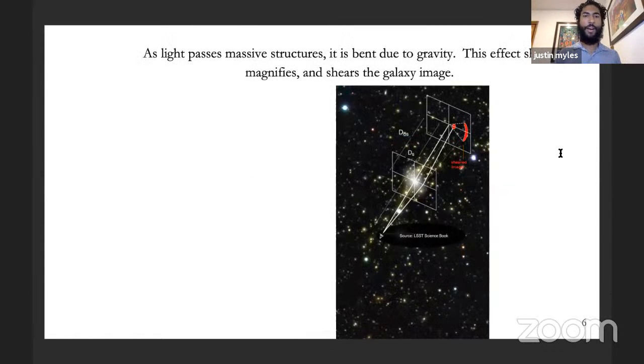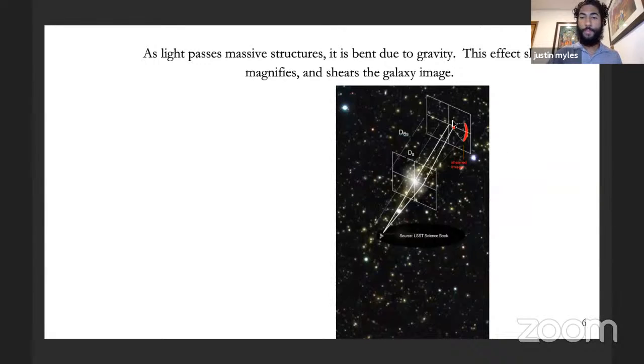So let's back up. For the non-experts in the room, I want to talk about lensing as a whole. How does this work? What's the physics going on here? To summarize it in one sentence: as light passes massive structures, it's bent due to gravity, and this effect shifts, magnifies, and shears galaxy images.